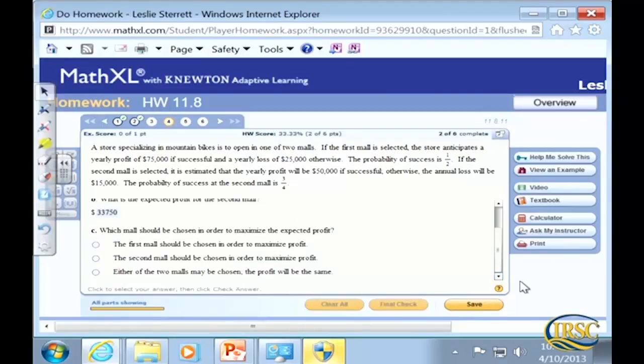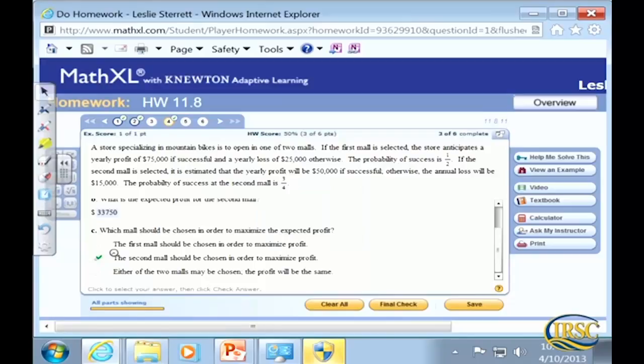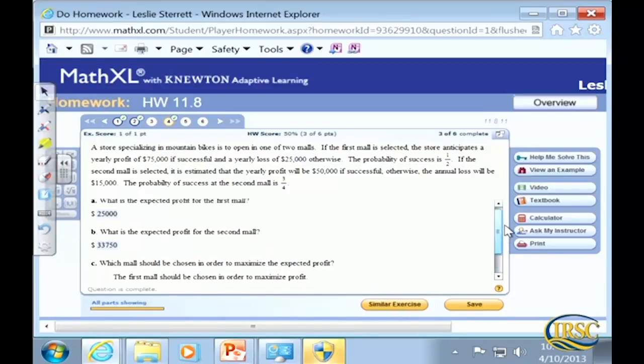Okay, so choice 1, the first mall should be chosen in order to maximize profit. Choice 2, the second mall should be chosen in order to maximize profit. Choice 3, either of these two malls may be chosen, the profit is the same. Okay, so 1, 2, or 3? Hopefully it's a little obvious at this point. Okay, so 2, fantastic.